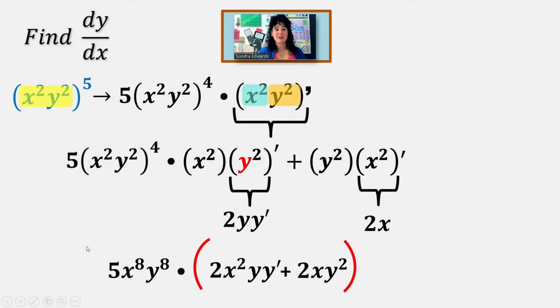Okay, simplifying, you could go either way. You could factor out more of what's in common and maybe call that simplified. I'm going to go ahead and distribute the 5x to the 8th, y to the 8th through. And my final answer is going to be 10x to the 10th, y to the 9th, y prime, plus 10x to the 9th, y to the 10th. All right.